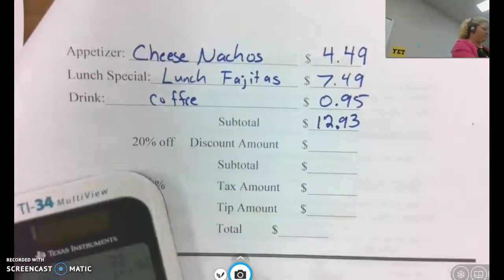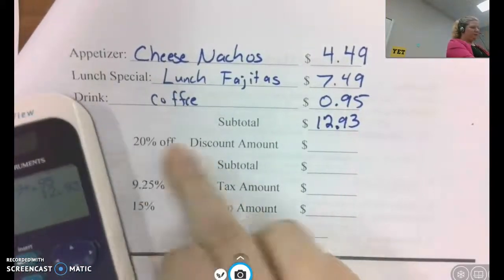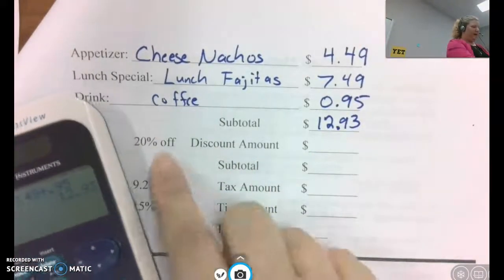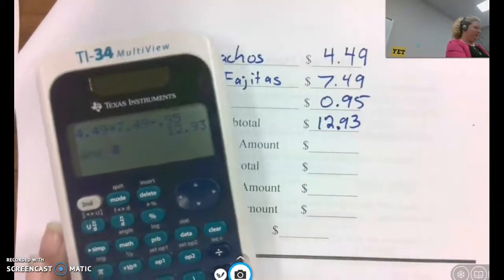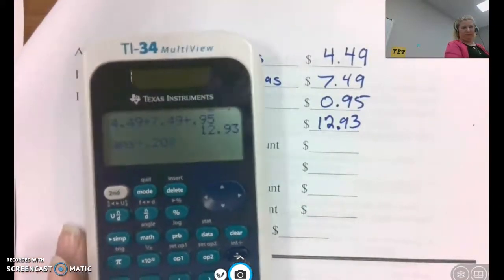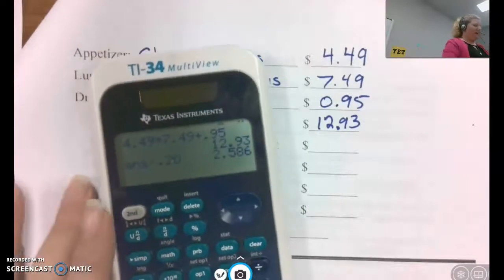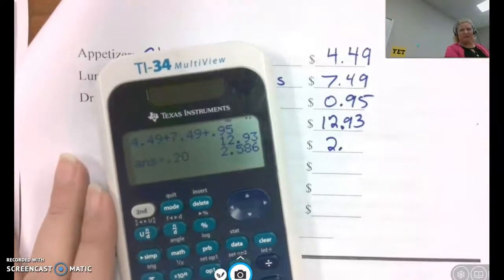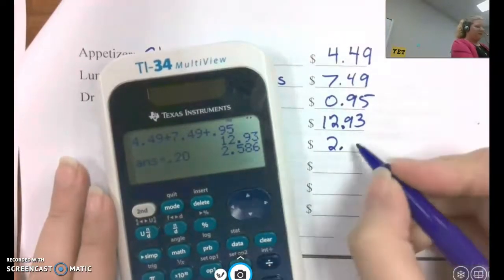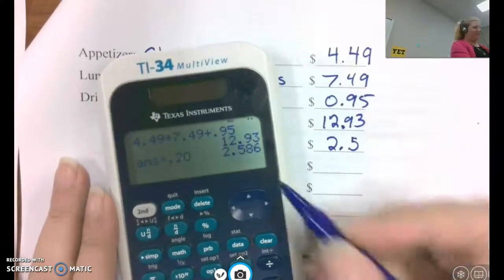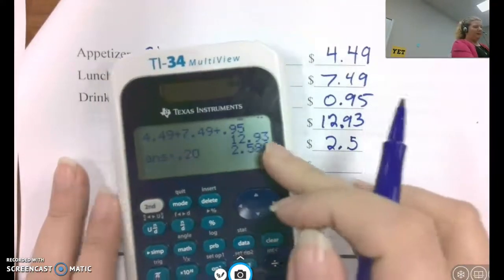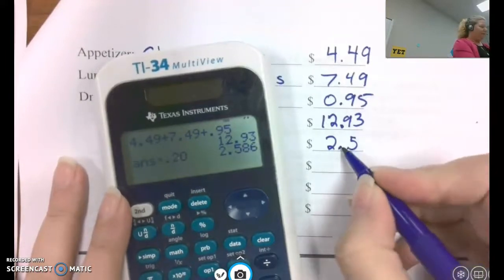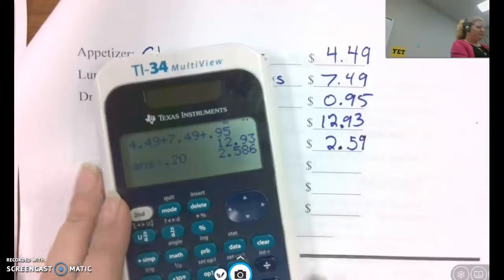Now I'm going to do a 20% off discount. To find 20% of my subtotal, I'm going to multiply by 20% as a decimal. This is one of those rounding things I was talking about. Money has two decimal places, so we go to the hundredths place. Is this going to be 58 cents or 59 cents? Because the number in the thousandths place is a 6, which is greater than 5, it's going to be 59 cents.